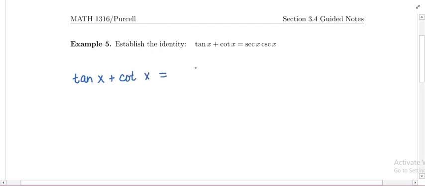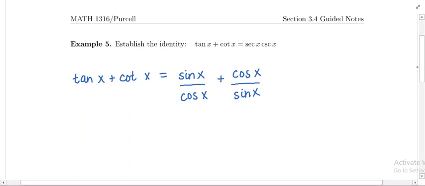Now I'm going to go ahead and use basic trigonometric identities. I know that the tangent of x is the same thing as the sine of x over the cosine of x. So I'm going to put my plus sign in the middle. Cotangent of x is the same thing as the cosine of x over the sine of x. Now I'm going to go ahead and add these fractions.